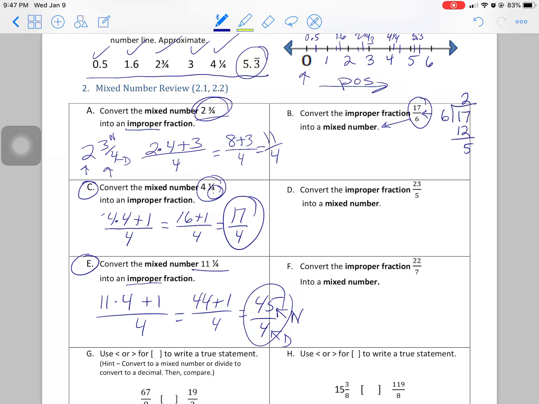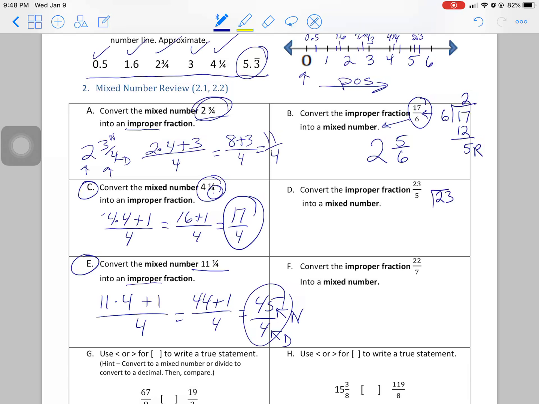Well, if you think about it, 17 has 2 6s in it. That's where the 12 is coming from, so the whole number is the 2 part. And then the fractional part is the remainder of 5. And then you always keep the denominator that you had. So 17/6 turns into 2 and 5/6, right? Think about it. 3 times 6 is 18, so you almost have 3. So you have less than 3, but more than 2. You have 2 and 5/6. So all of them can be done that way.